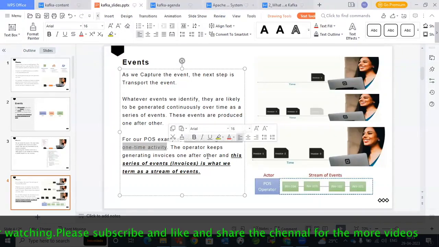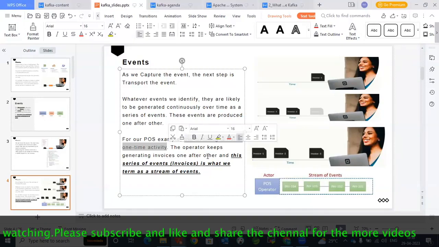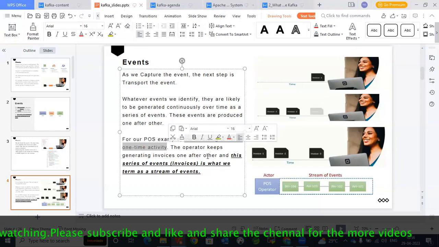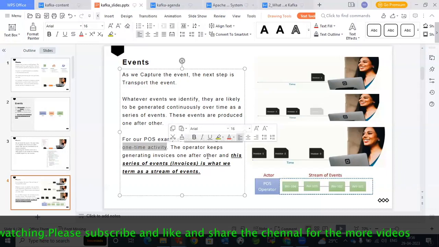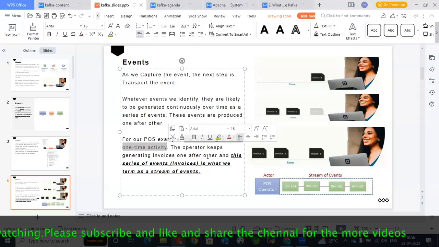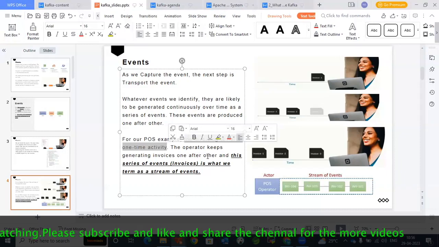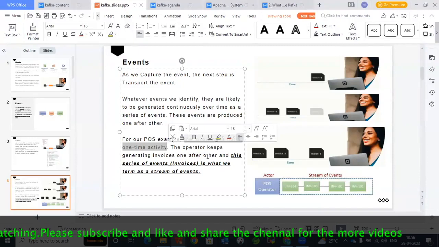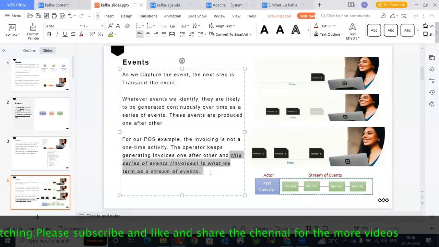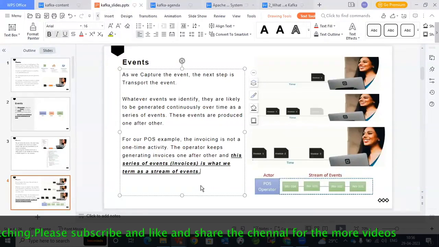Consider a city with hundreds of stores. Consider the country, where we have thousands of stores. So with thousands of stores, lakhs of events are generated per minute or per second over a period of time. You just consider that, right? This series of events is what we term a stream of events.